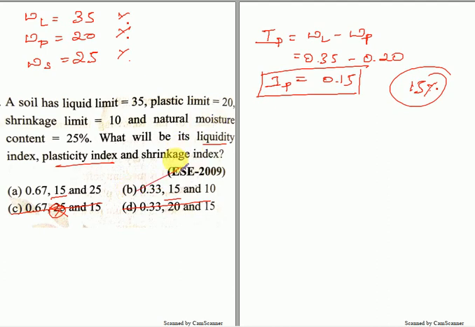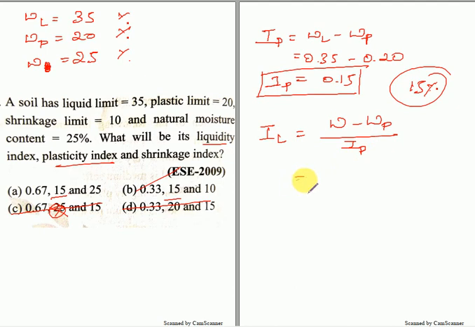So let me find the natural water content. This is W, I am very sorry. The next thing I need to find is the liquidity index, IL. The formula for IL is W minus WP divided by IP.